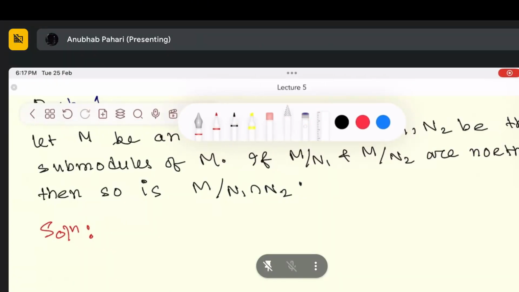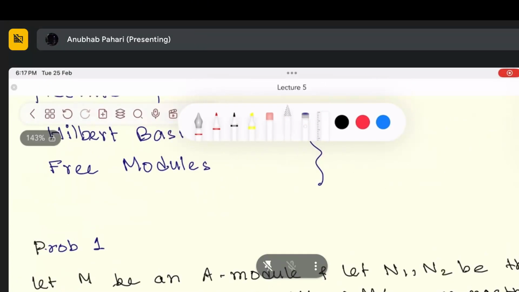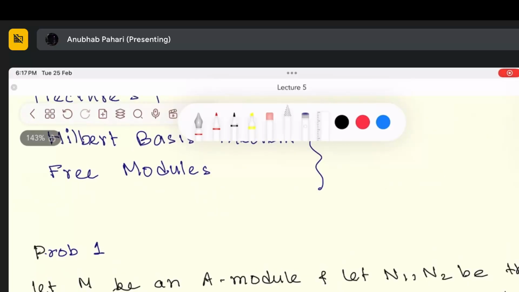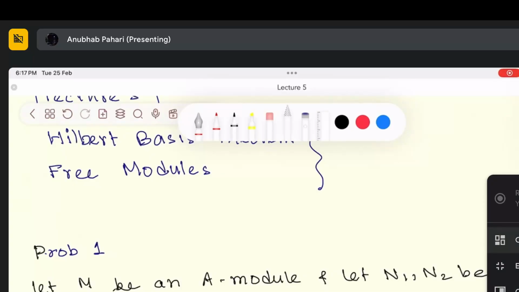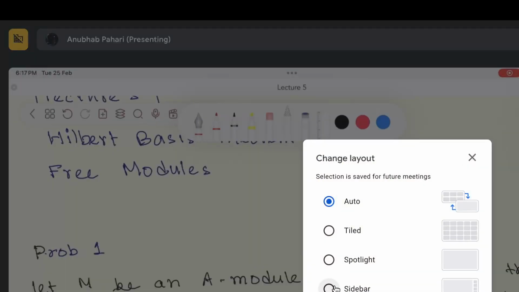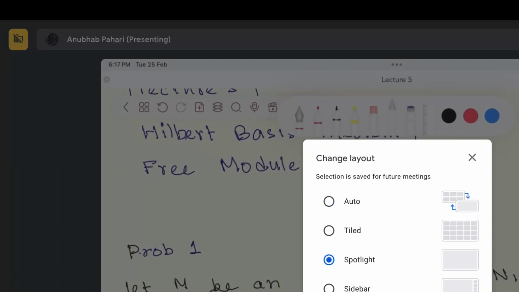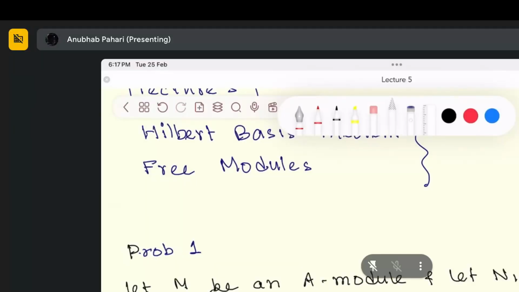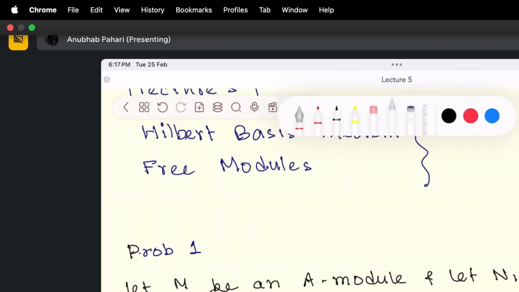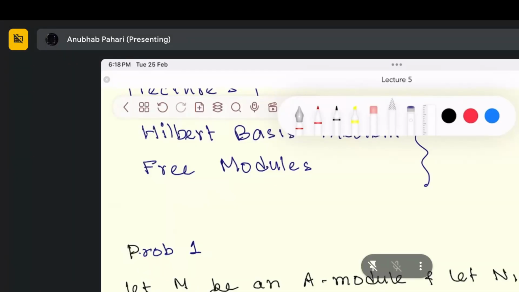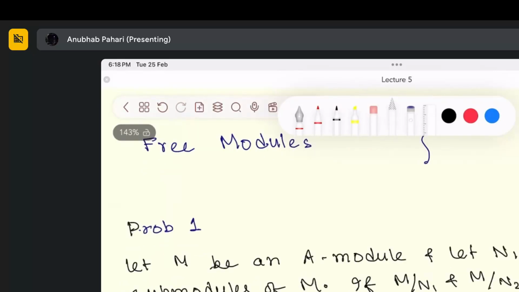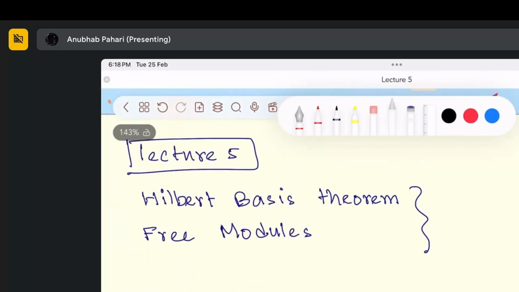Okay, so this is our first problem, and we'll be doing the solution.